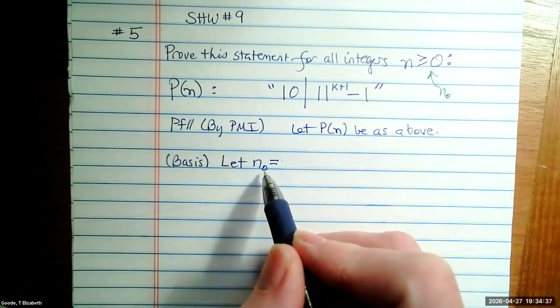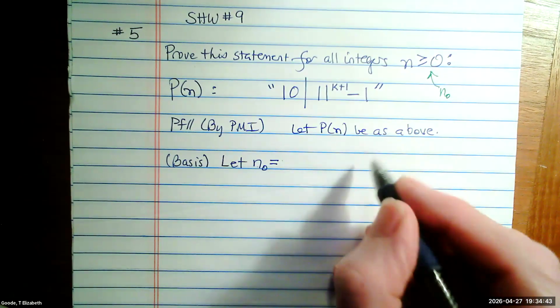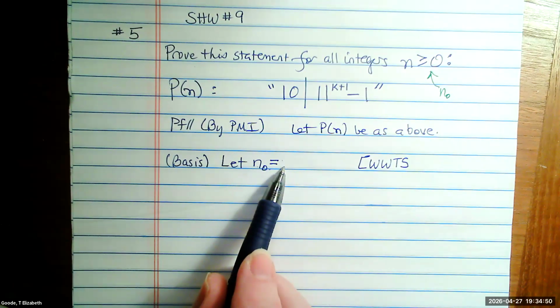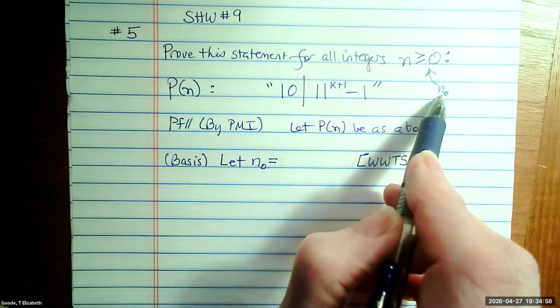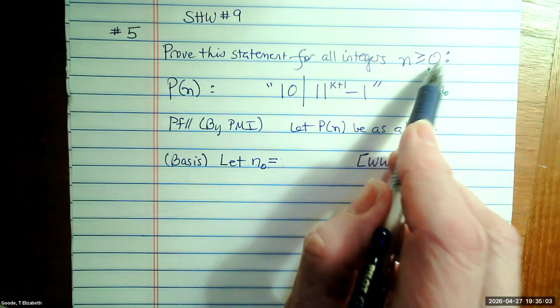It's our lowest level value. The next line is we want to show. Well, we'll write we wish to show in a minute, but we don't know what we wish to show until we know where we're starting. So that 10 divides 11 to the k plus 1 minus 1. We're just trying to figure out where to start, so let n naught be an integer. Just let it be 0.